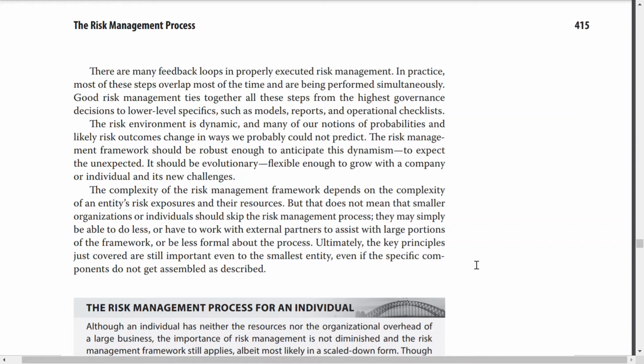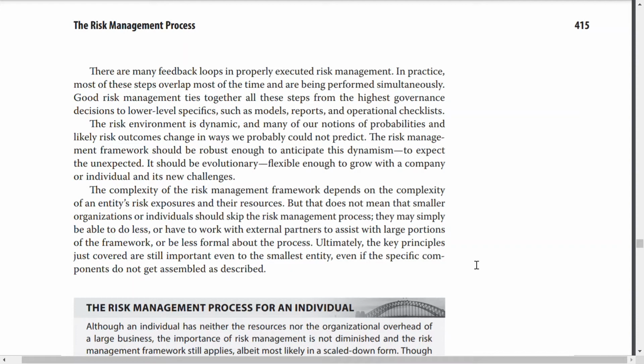The risk environment is dynamic, and many of our notions of prohibition, probabilities, and likely risk outcomes change in ways we probably would not predict. The risk management framework should be robust enough to anticipate this dynamism, to expect the unexpected. It should be evolutionary, flexible enough to grow with a company or individual.